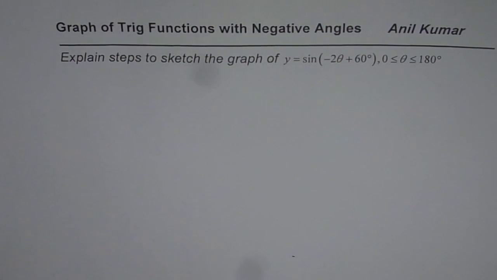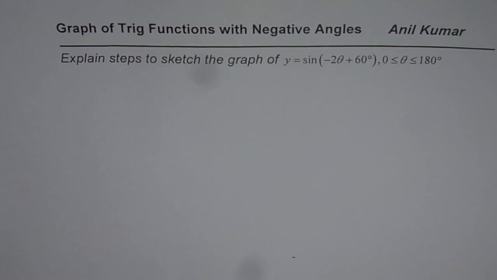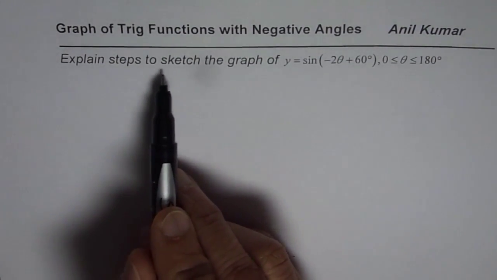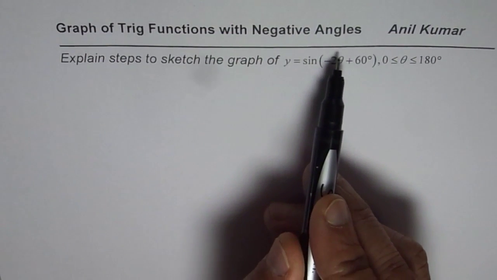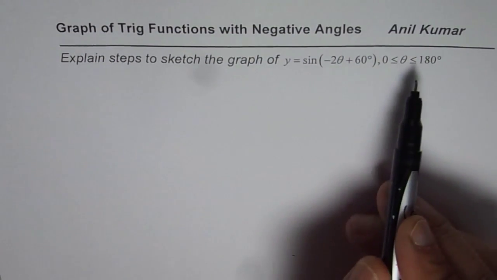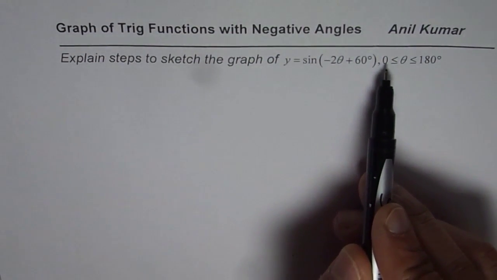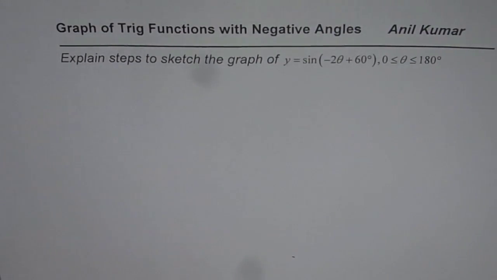I'm Anil Kumar, and in this video we are going to discuss graph of trigonometric functions with negative angles. The question here is, explain steps to sketch the graph of y equals sine of minus 2 theta plus 60 degrees, where theta is between 0 to 180 degrees, right?